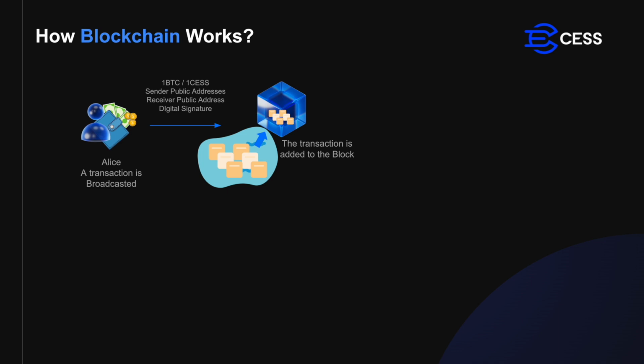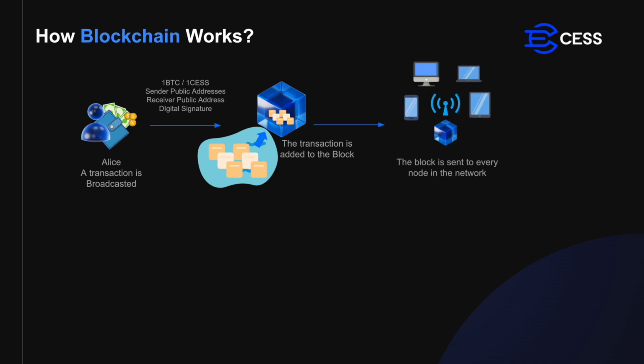In the next step, the block is sent to every node in the network. Once the block is created, it doesn't just stay on one computer. Instead, it is distributed to all the nodes in the network. Each node receives a copy and gets ready to verify the block's transactions.